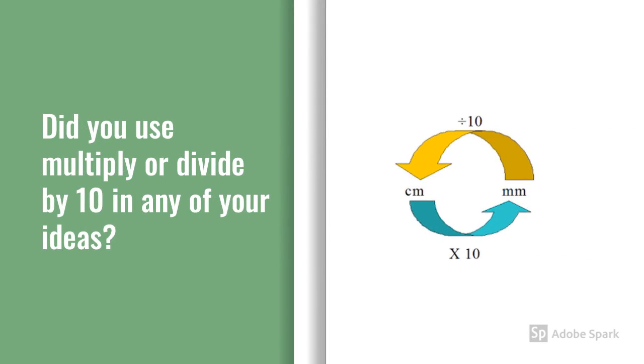In your thinking time, did you use multiply or divide by 10 in any of your ideas? Whether you did or you didn't, have a look at the diagram on the right hand side, see if you can follow how you can start with millimetres, divide by 10 to work it out in centimetres, and then if you start in centimetres you're actually timesing by 10 to work it out in millimetres.